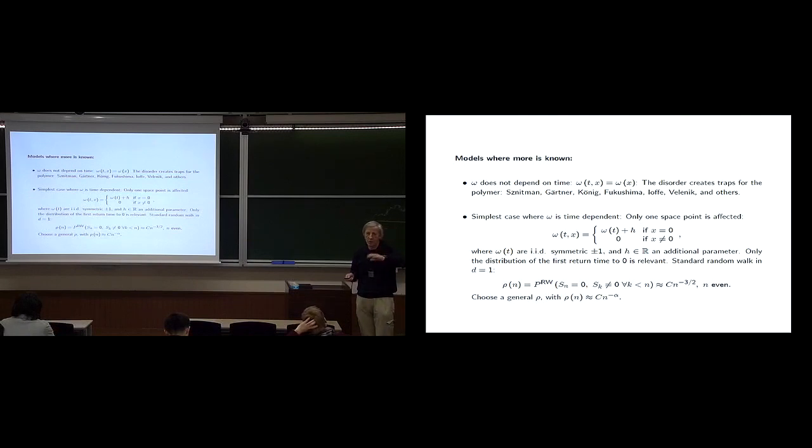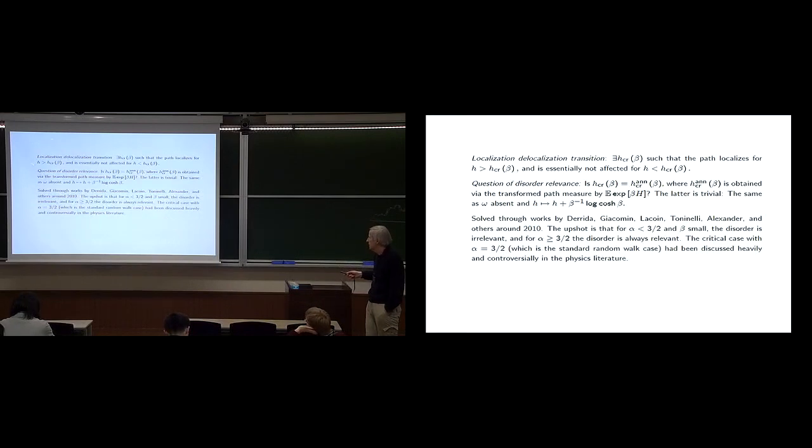And if h is small, then you're essentially not feeling this randomness. That's simple to see. There is a critical point which also depends on the temperature parameter. If h is bigger than h critical, you are localized, and if h is smaller than h critical, you are not localized in the path.